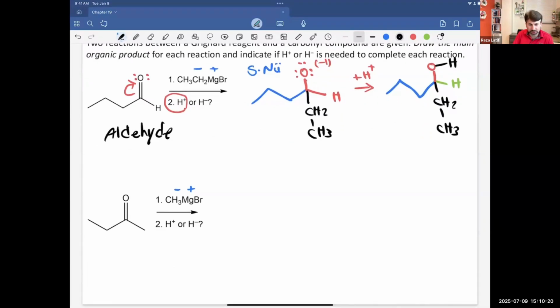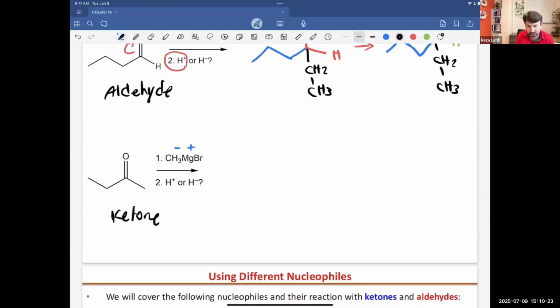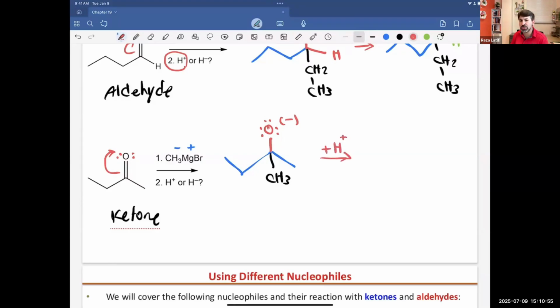Now, what will happen if I change it to a ketone? If I change it to a ketone, the mechanism is not going to change. It will be the same. Because you are dealing with a strong nucleophile, the first step of the reaction will be something like this. You will add the CH3 down there, and oxygen is going to get an extra lone pair. It will take the pi bond, so now oxygen has a negative charge. Next step, we add the proton, or H plus, and oxygen is going to go after H plus, and it will turn to this final product.